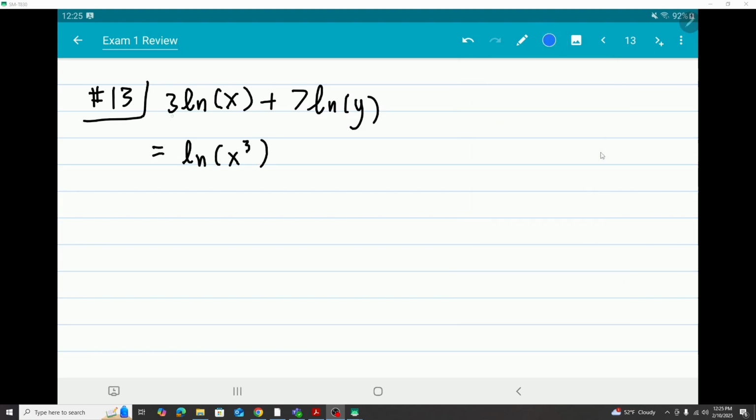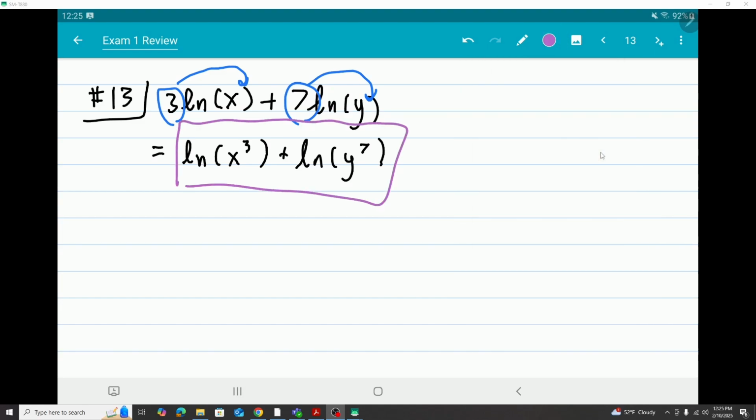So here the power rule is kind of working in reverse. I start with numbers in front of the log, and then because of the power rules of logs, I'm allowed to put them inside as powers. So this is the natural log of x cubed plus the natural log of y to the 7th. And that's all there is to it. So that's a quick one.